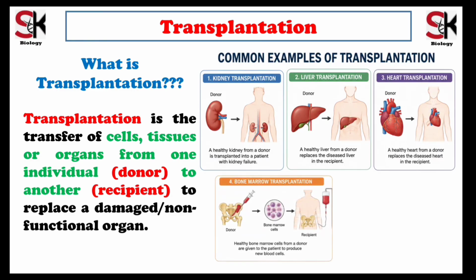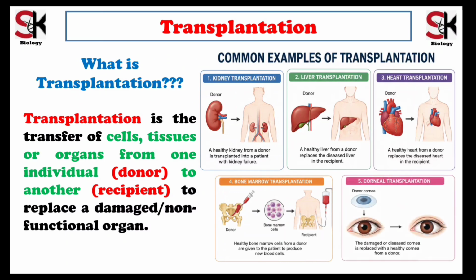The fourth one is bone marrow transplantation. Here, healthy bone marrow cells from a donor are given to the patient to produce new blood cells. And the fifth one is corneal transplantation, that is, donor cornea. Here, the damaged or diseased cornea is replaced with a healthy cornea from a donor.